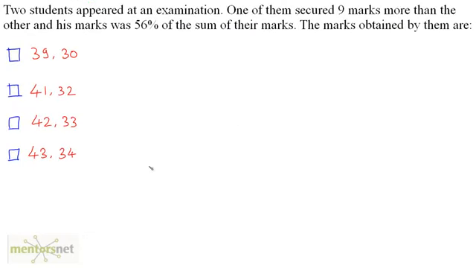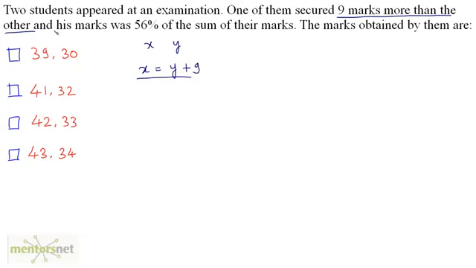Two students appeared at an examination. One of them secured 9 marks more than the other, and his marks was 56% of the sum of their marks. The marks obtained by them are. Let us assume that these two students have their marks as X and Y, and it is given that one of them secured 9 marks more than the other. So let's say that X is equals to 9 marks more than the other, which means that Y plus 9.